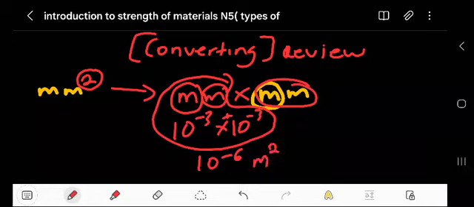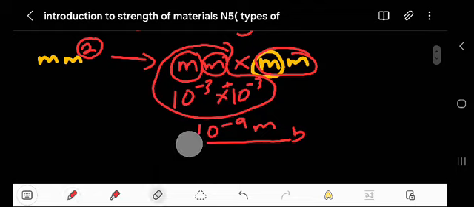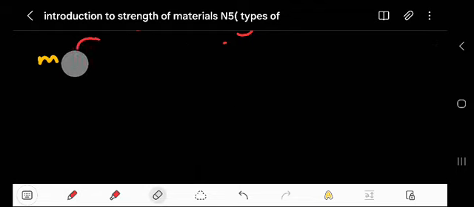You understand? So if you want it to be in meter, multiply also this by 10 to the power of 3 also. This will simply equal to what? 10 to the power of minus 9 meter. So that it is from then till to there. You must know your conversions. You must know your conversion.